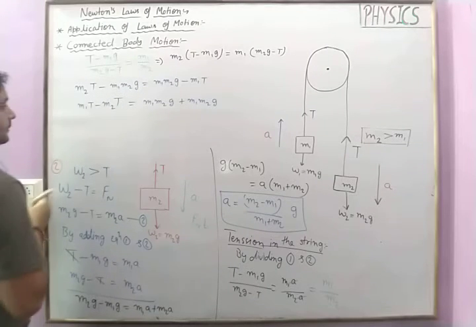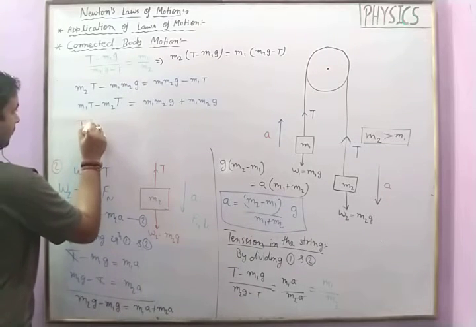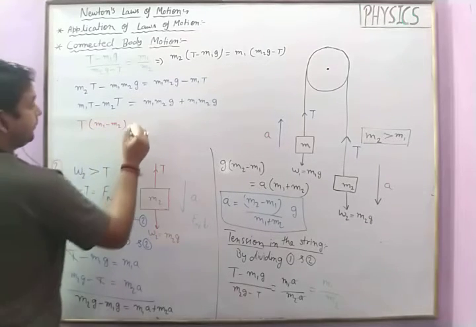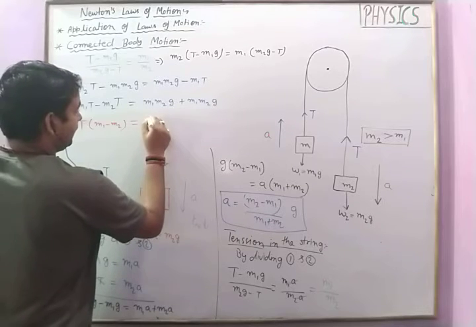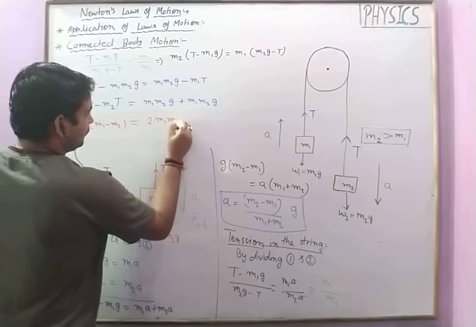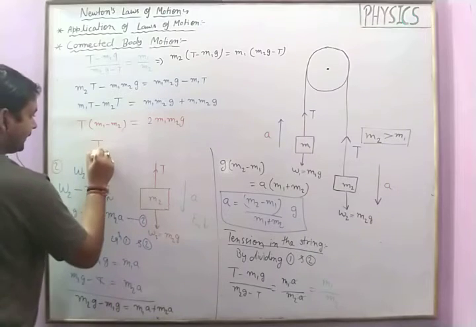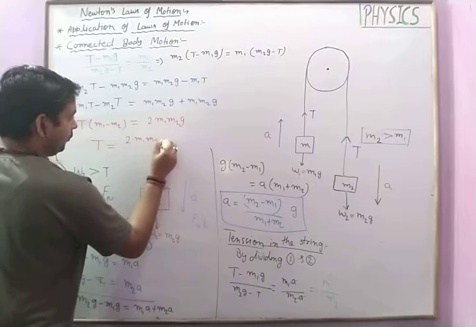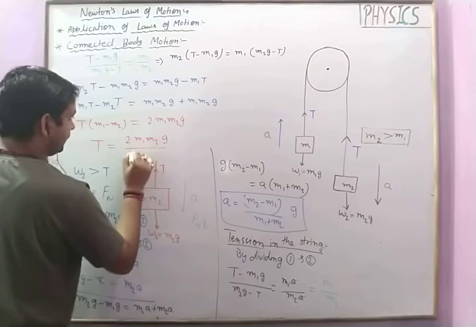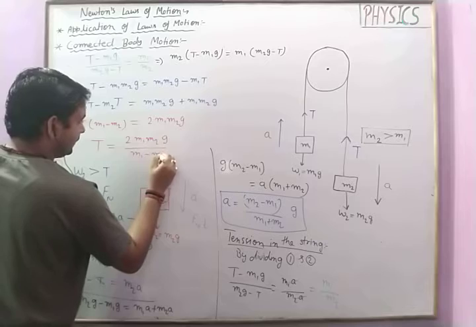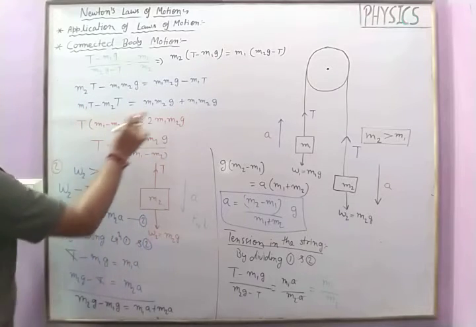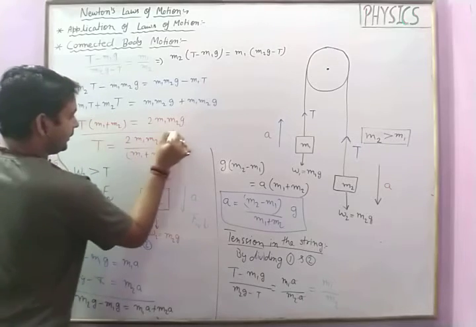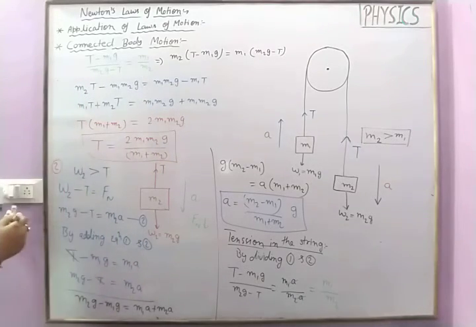By solving this, we get T is common, (m1 plus m2), and here 2m1m2g. Therefore, the tension in the string is 2m1m2g upon (m1 plus m2). This is the tension in the string.